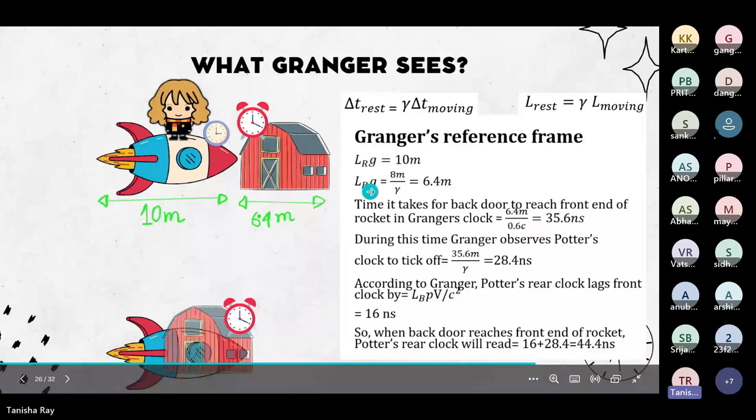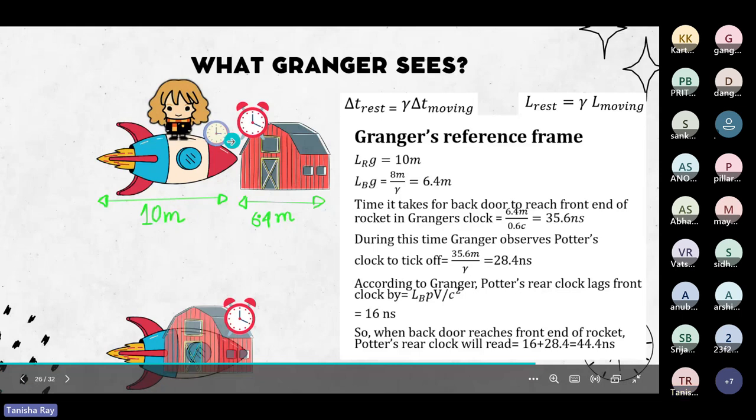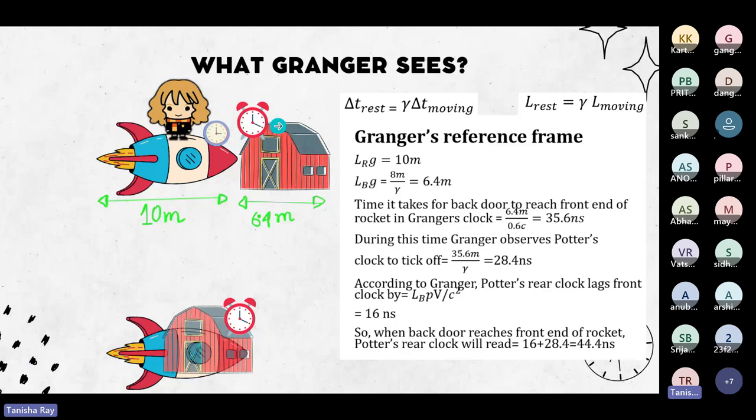So after all this explanation, I think it is kind of clear how this paradox is not exactly a paradox, because we are able to explain it quite well with the theory of special relativity. What's happening here is that what Potter is perceiving as a simultaneous event, that is, the two clocks showing the same time, is not at all simultaneous in Hermione's frame. Therefore, if we are now done with the light clocks and go back to the situation in the video, for Potter, both the doors were closed simultaneously and still he found the rocket inside the burn. So that was his explanation.